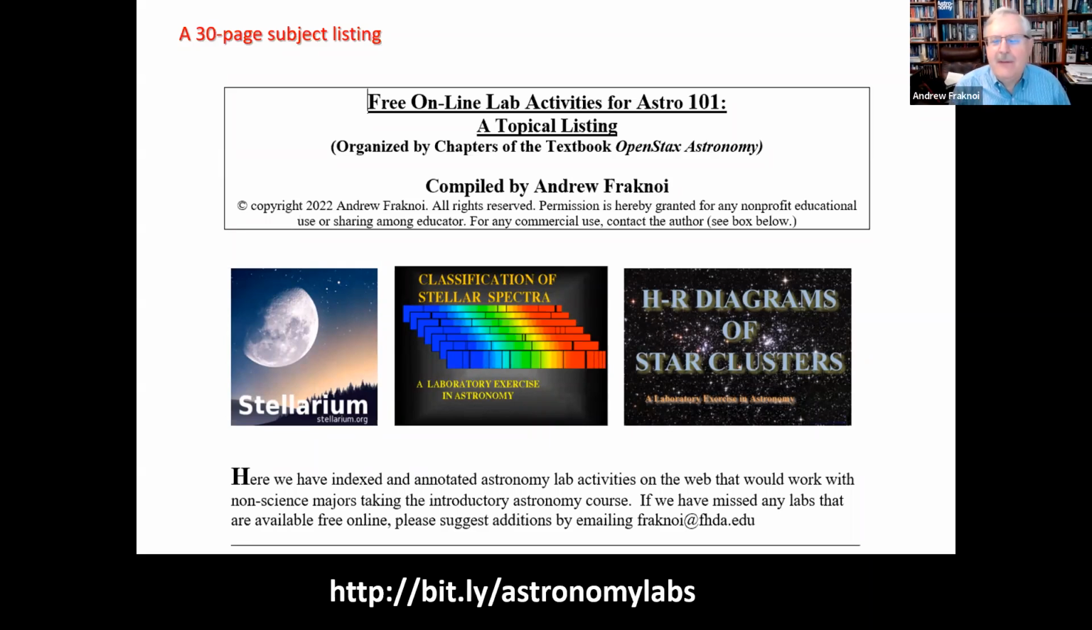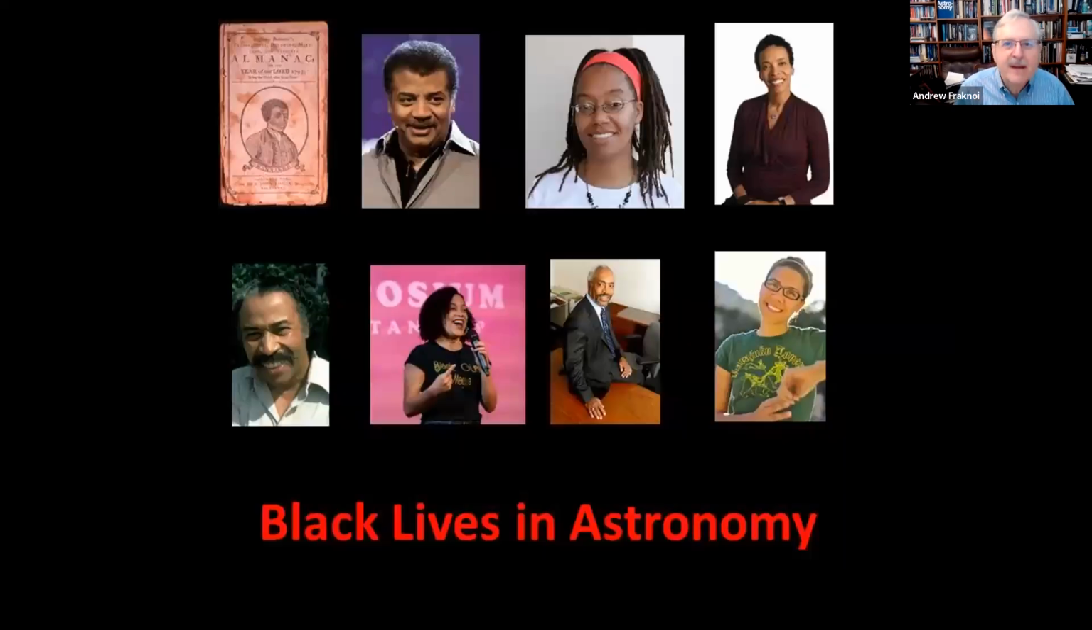And there are labs for just about every chapter. There were a few chapters for which I couldn't find any labs, but almost all the chapters have labs with them. This listing is now 30 pages long. So there's no dearth of labs, but you don't have to read through all 30 pages. Just go to the subject you're interested in. If you want a preview of that, it's located also at bit.ly/astronomy labs. But when you get ready to use the hub, you can just go to the hub and it's there on the hub as well.